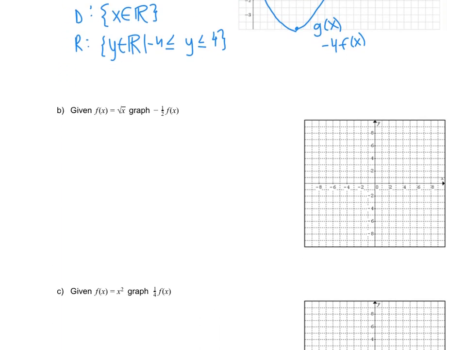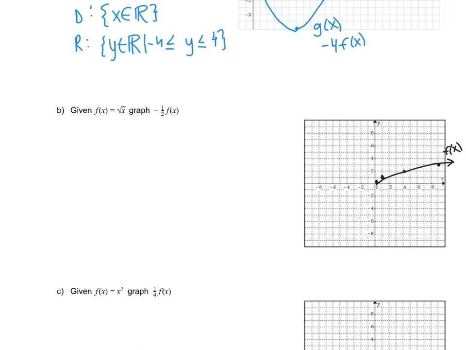Let's try a square root function. So, of course, we'll start off by plotting the key points of the square root function. So remember, this looks like half a parabola, but inverted. So we have (0, 0), (1, 1), (4, 2), and (9, 3), because those are the nice perfect squares. And I am, of course, going to label it.